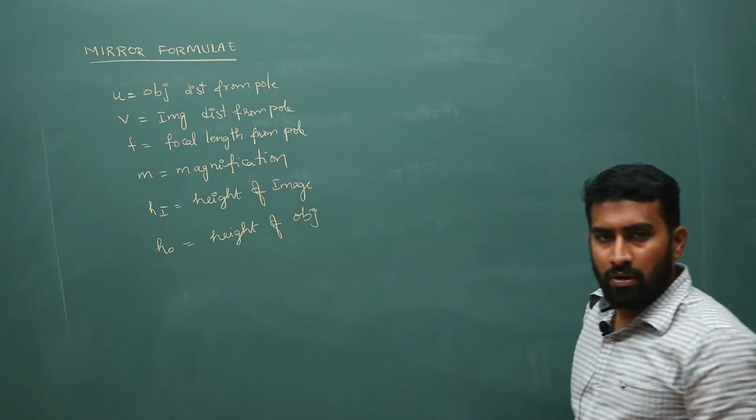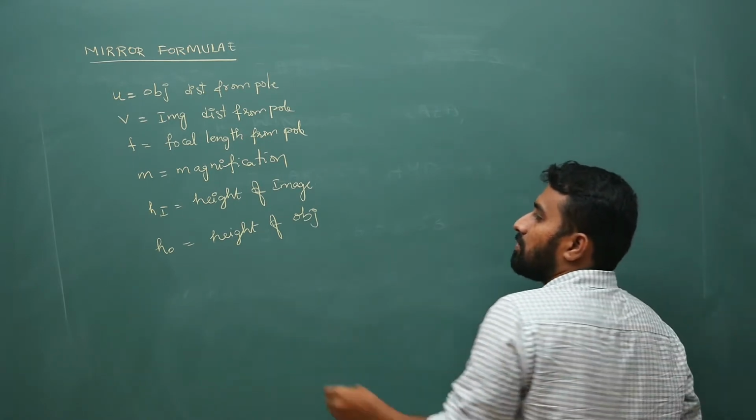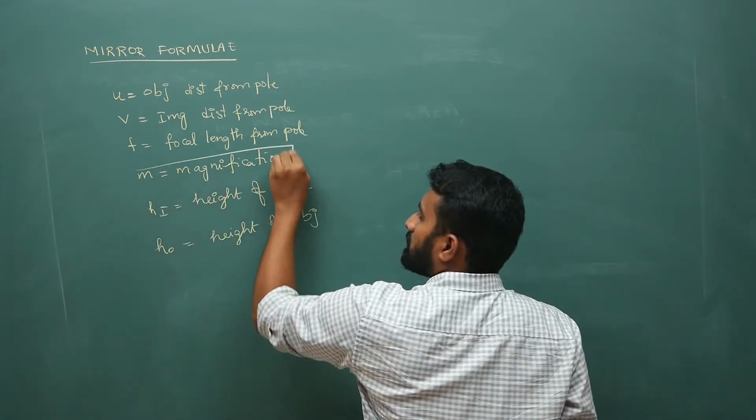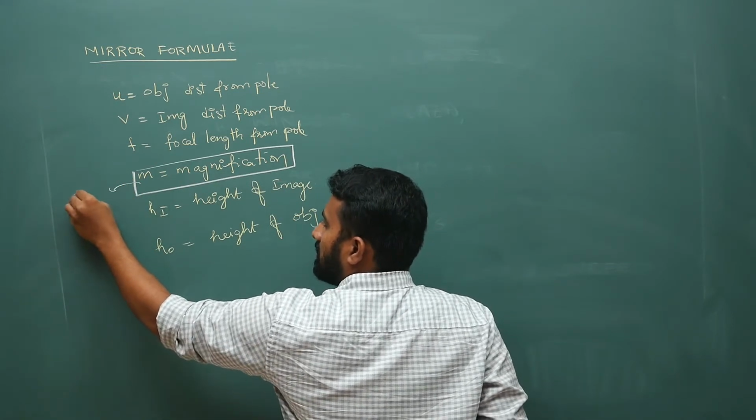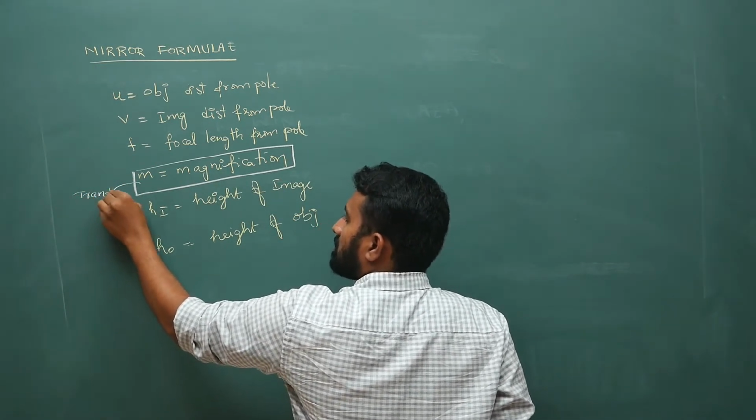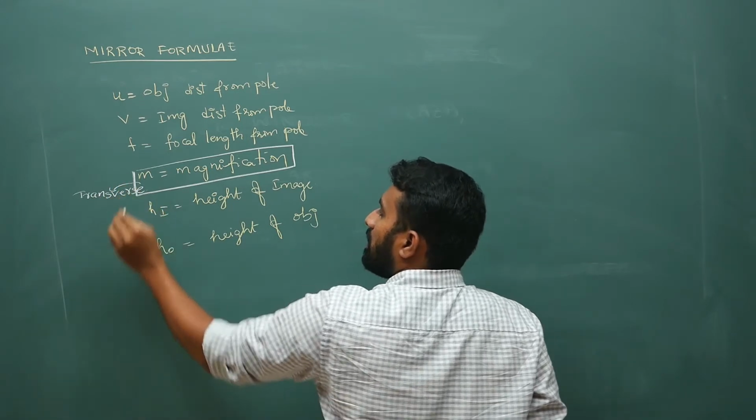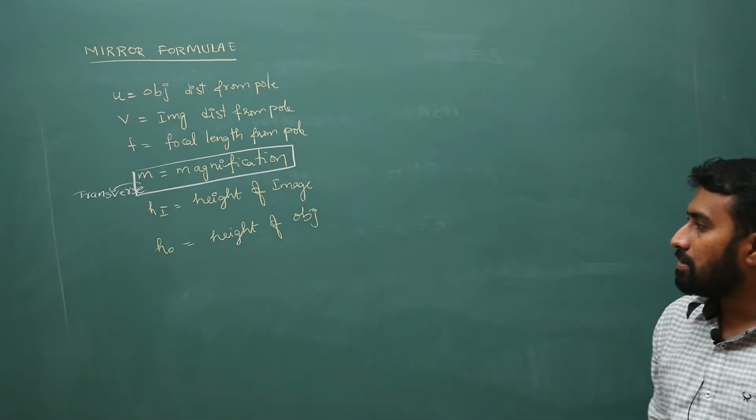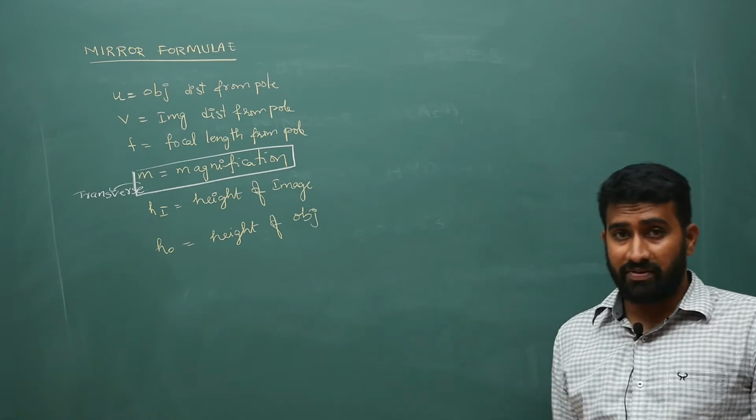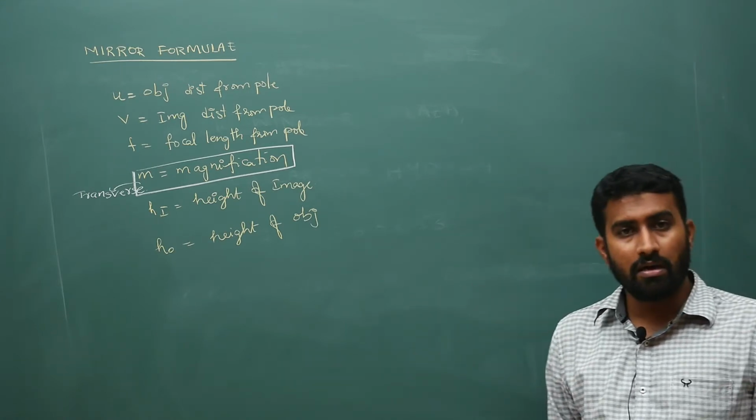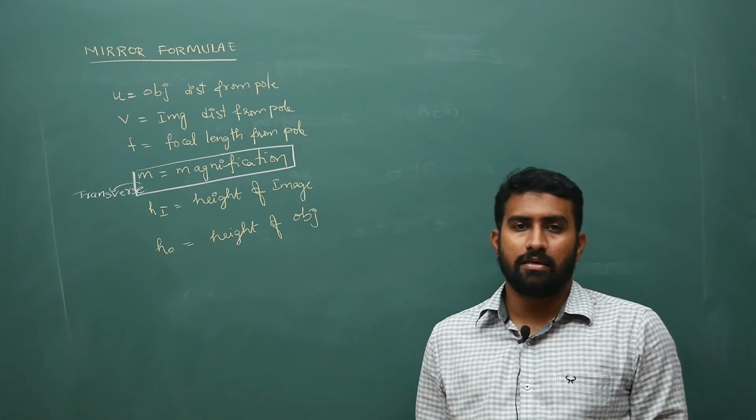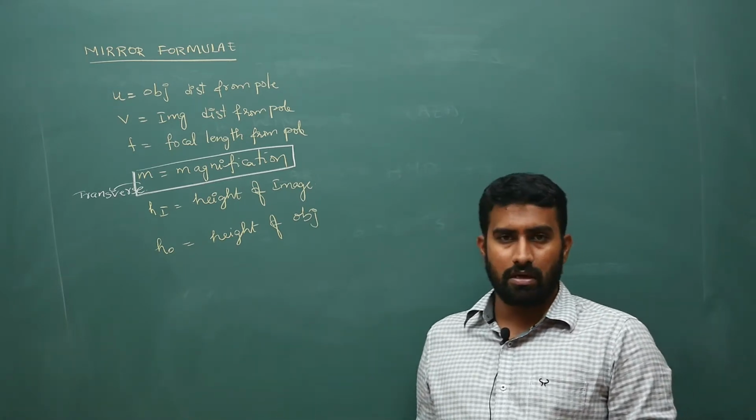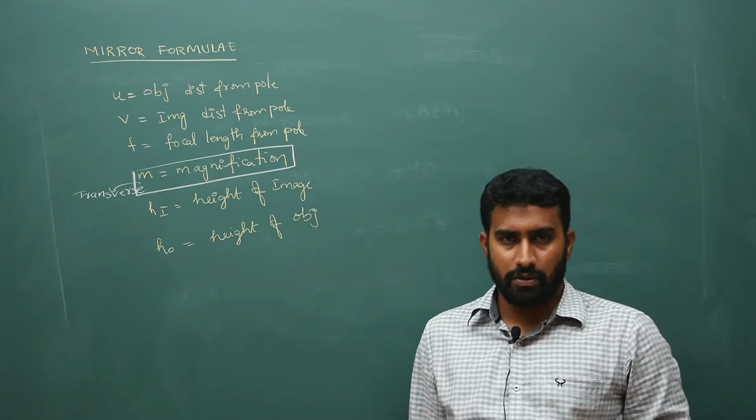Now in magnification, there are different types, but I will talk of transverse magnification. For now, transverse magnification is the word that I will be using for magnification. What the different types are, we will see in a separate lecture, but first these are the terms that I am going to use.